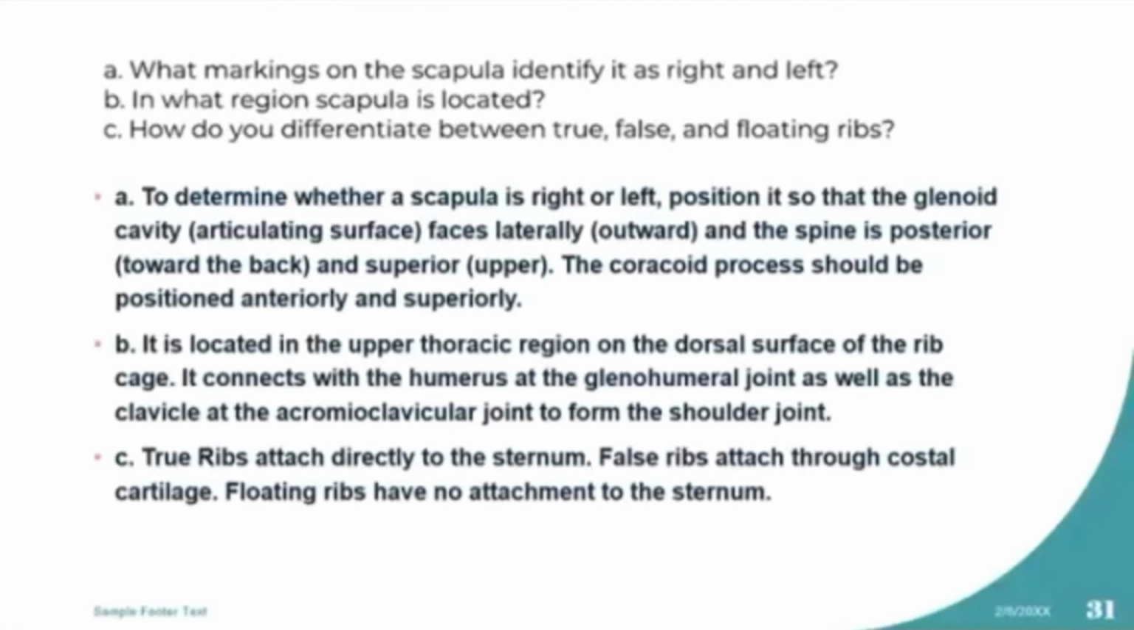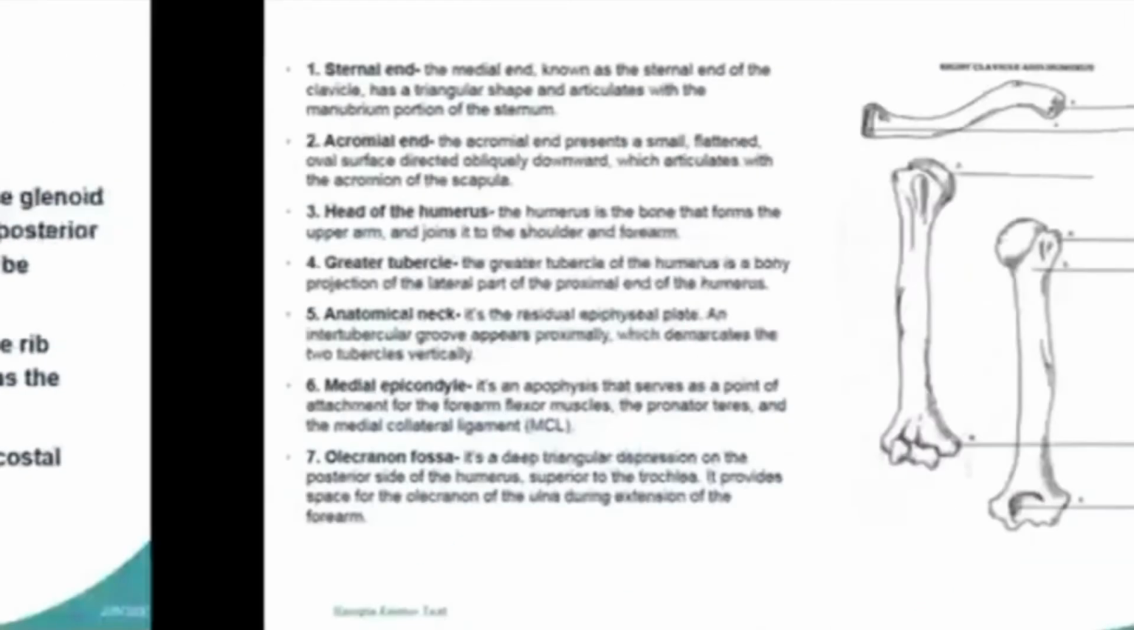So, in what region is the scapula located? It is located in the upper thoracic region on the dorsal surface of the rib cage. How do you differentiate between true, false, and floating ribs? True ribs attach directly to the sternum, while false ribs attach through costal cartilage, and floating ribs have no attachment to the sternum. From the word itself, floating, hindi siya naka-attach sa kahit saan.